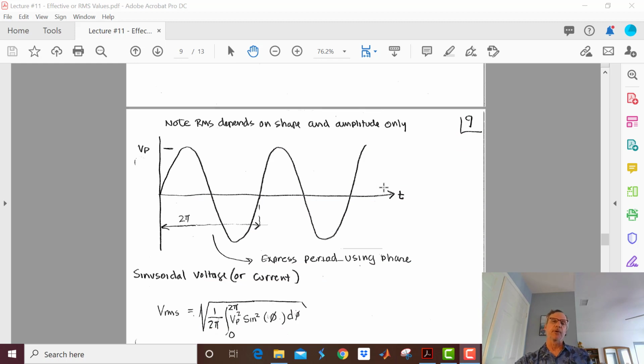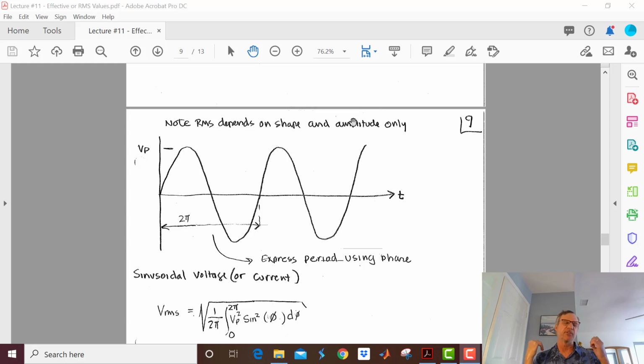Now, I want you to remember, and I know I've mentioned this a few times, but I'm going to pound it in like a nail. RMS depends on the shape and the amplitude only. It doesn't depend on the circuit, just on the voltage source. So what we're going to do now is take our general formula for RMS and apply it to sine waves.